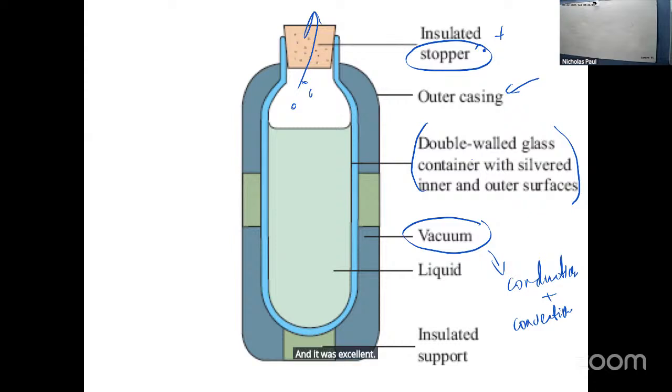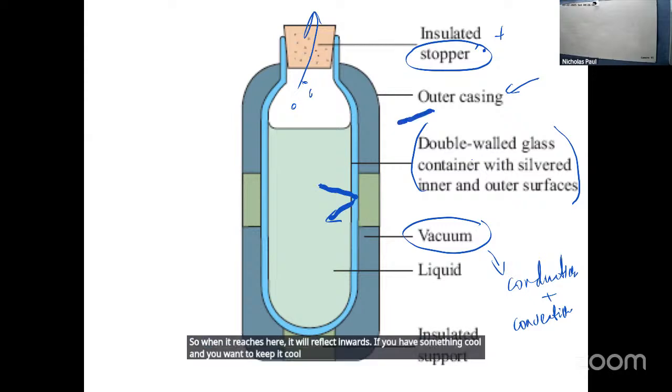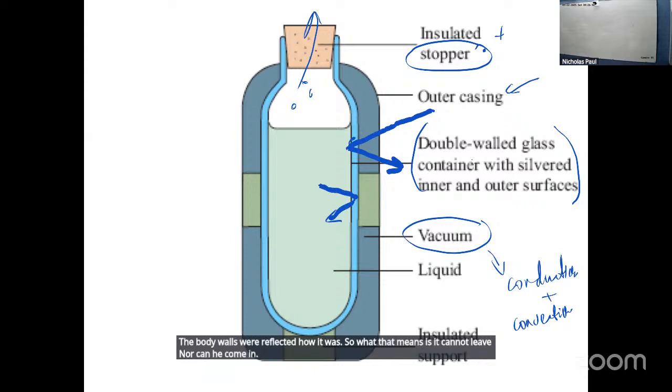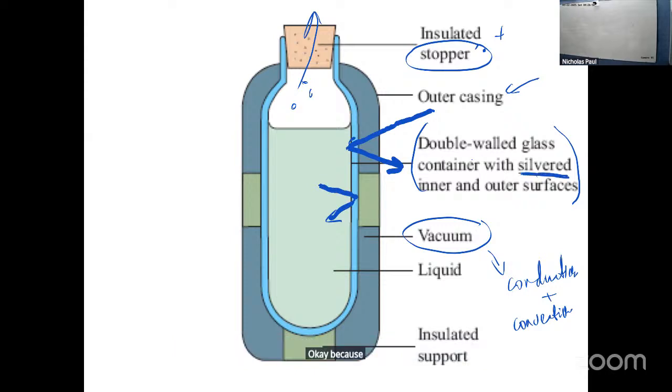How does the double wall glass with silver inner and outer work? If you have something hot, it will radiate heat, so when it reaches the wall, it will reflect inwards. If you have something cold and you want to keep it cold, when heat is being radiated in, the silver walls will reflect it outwards. So heat cannot leave, nor can heat come in, because silver is a good reflector of heat.